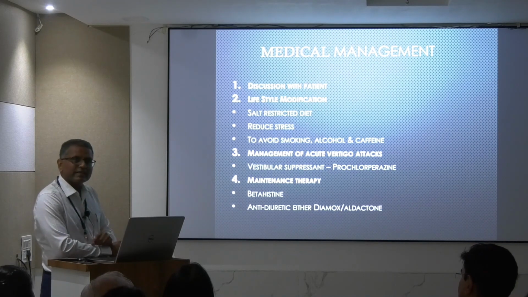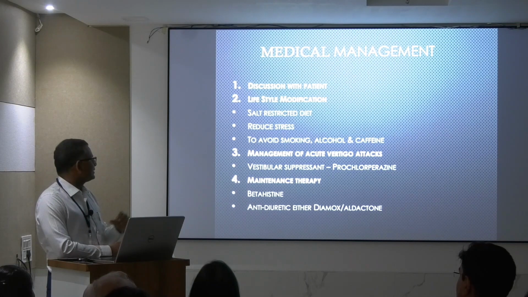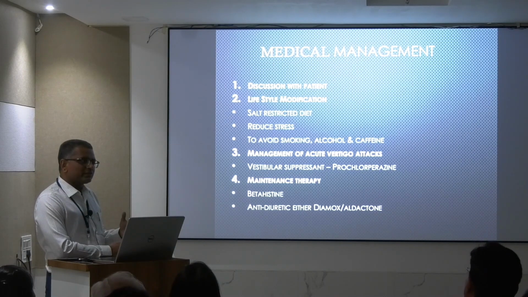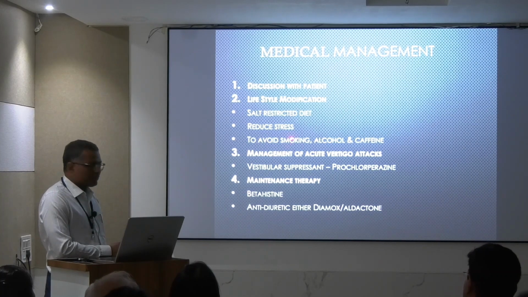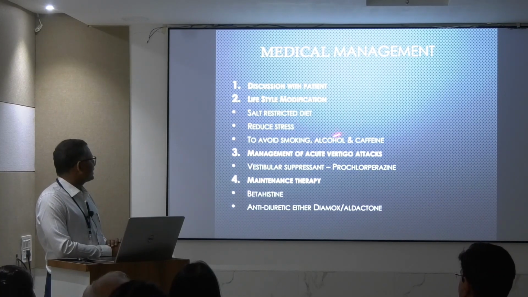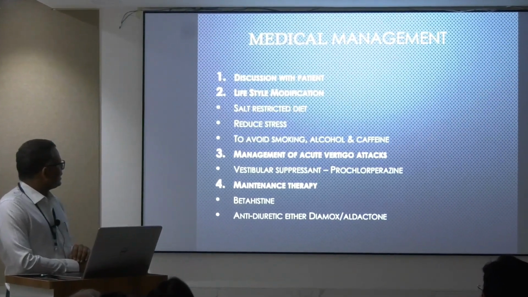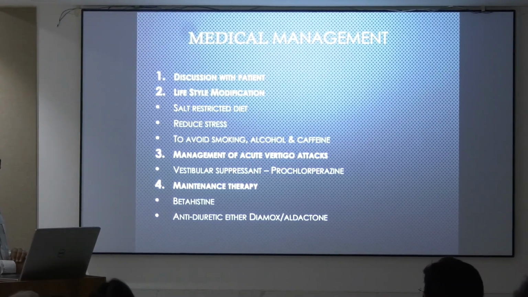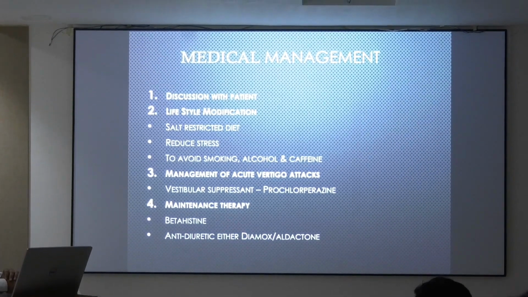This is the first thing: if the patient has had enough episodes of Meniere's disease, we need a very healthy discussion with the patient. How is the disease, how can it happen over the next 1 year, 2 years, 5 years. And we have to give him lifestyle modification, everything Darshan Bhai has elaborately explained. For acute vertigo attacks of 1 or 2 days, we may help him with acute medicine and then maintenance therapy with betahistine and Dimox.